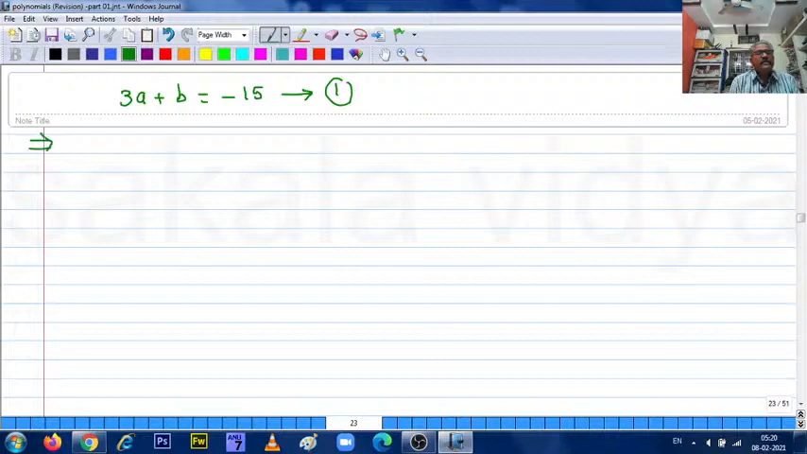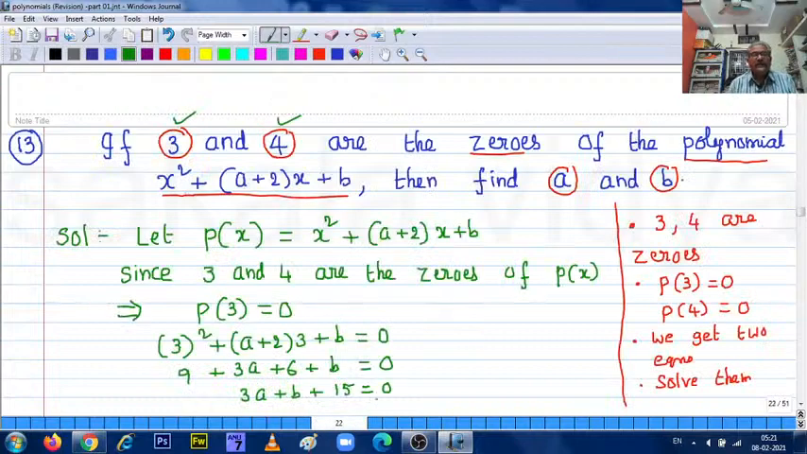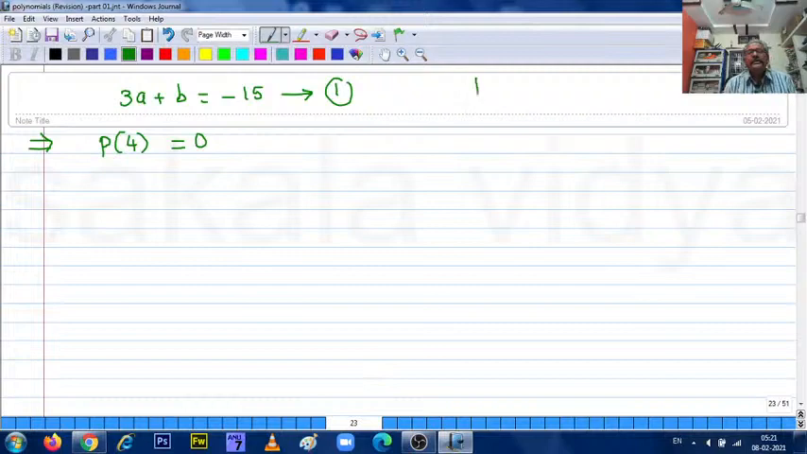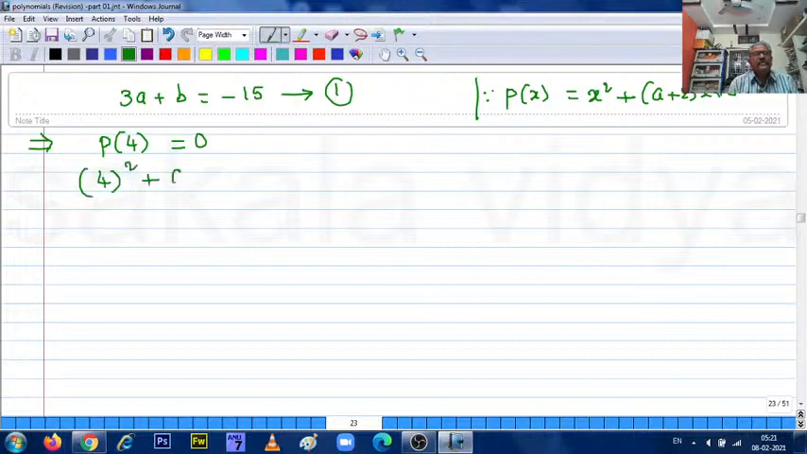Now that implies P of 4 is also 0. P of 4 is also 0 means, since P of x is x square plus (a plus 2) times x plus b, in the place of x, 4 substitute. So we get 4 square plus (a plus 2) times 4 plus b equals to 0.